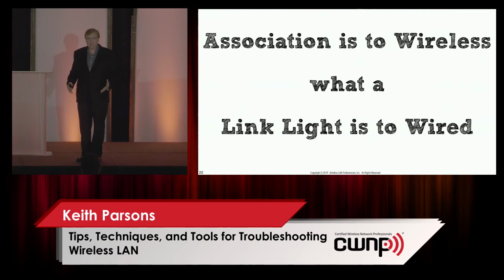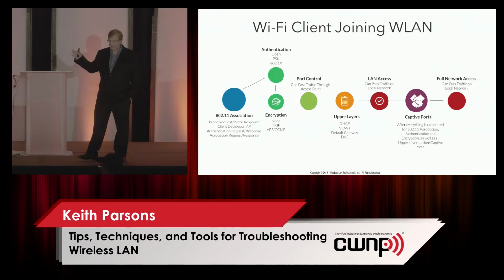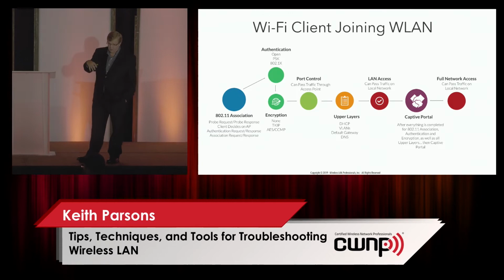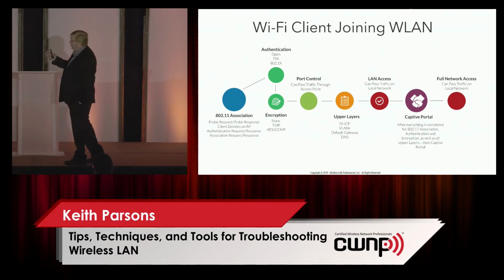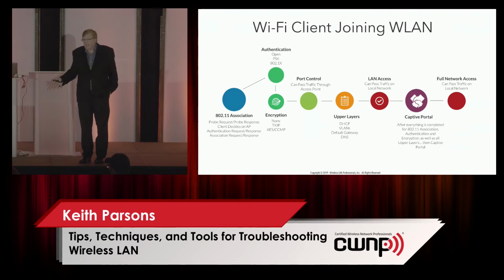Another way of looking at this is a simplified version. I didn't use little red bubbles this time. We're going to go from the 802.11, and after we're associated, we then authenticate. After we authenticate, we encrypt. And after we encrypt, we get a port control, and then we go and get upper layers. And then after the upper layers, we get LAN access to the things that are on the LAN. And then we get a captive portal.